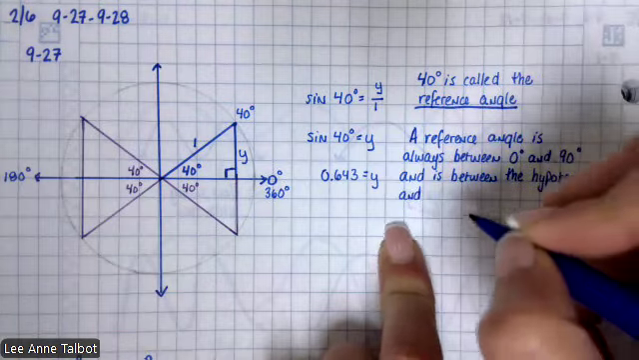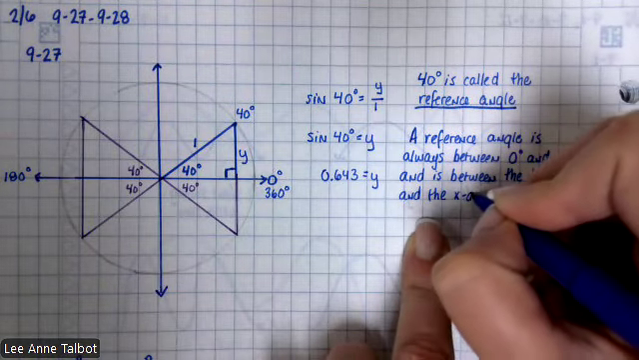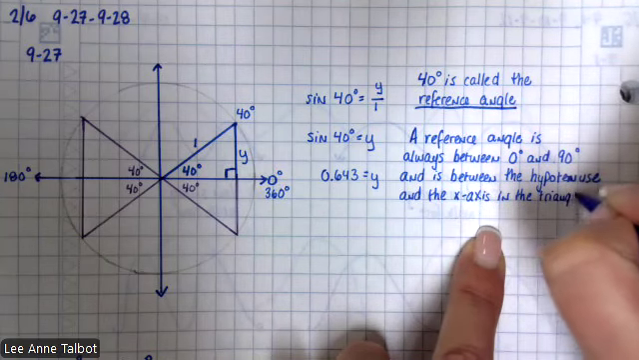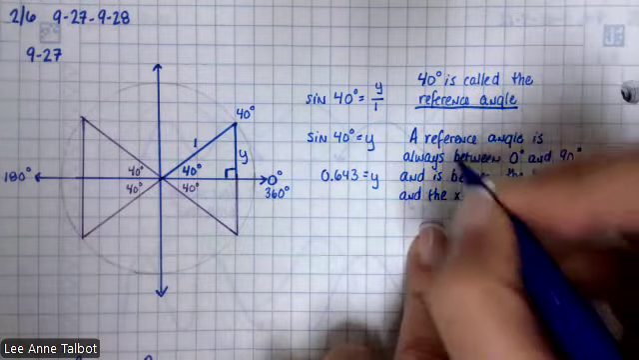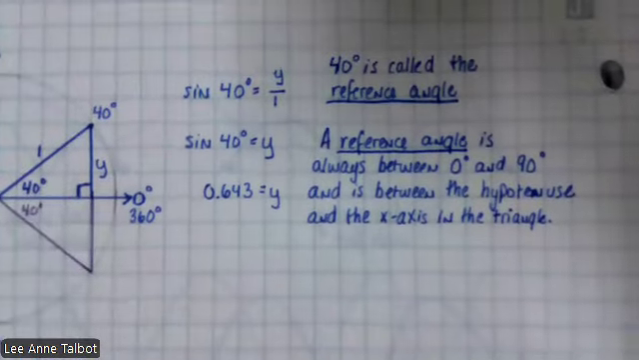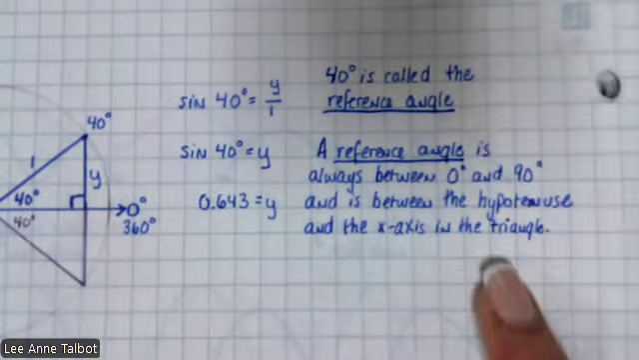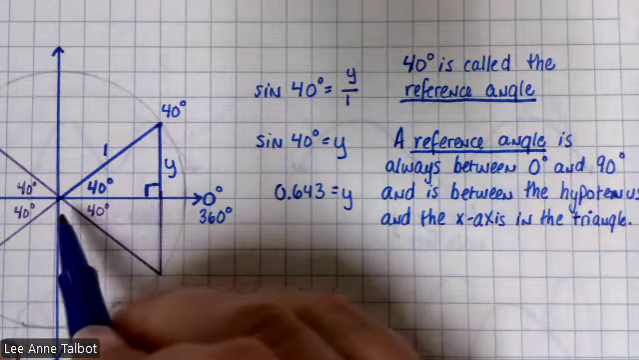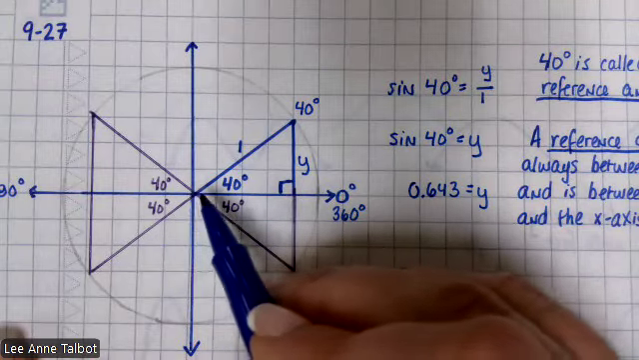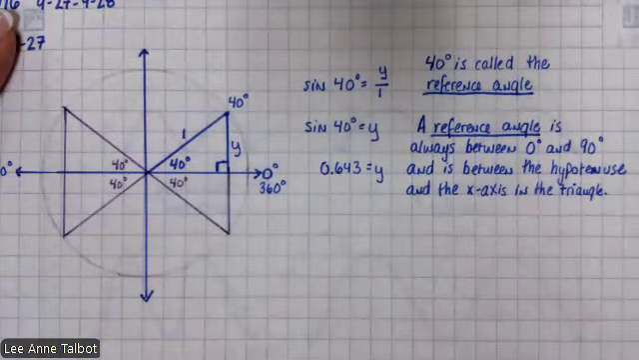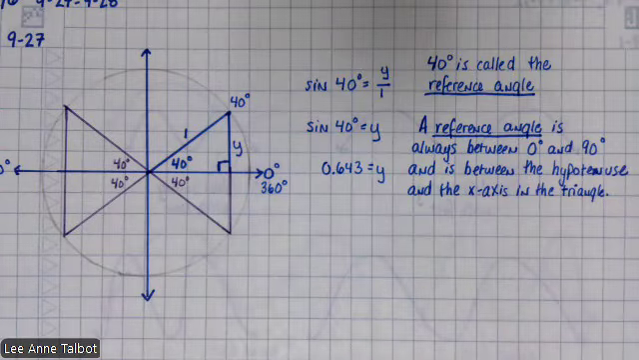And the x-axis in the triangle. A reference angle is always between 0 and 90 and is between the hypotenuse. So what I mean by that is hypotenuse and x-axis, hypotenuse and x-axis, hypotenuse and x-axis, hypotenuse and x-axis. And if you hate that because it's a lot of vocab, just say to yourself, oh, it's the middle angles in the bow tie.